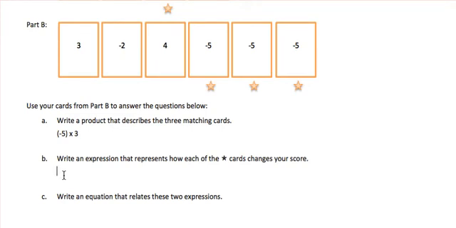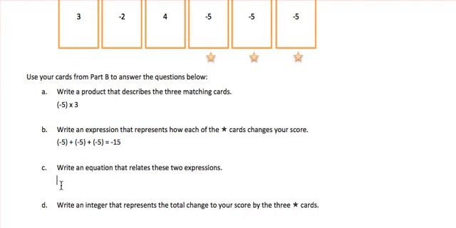Then we can write the expression that represents how those cards change the score by writing the repeated addition. -5 plus -5 plus -5, which would be -15. So 3 times -5 equals -15.